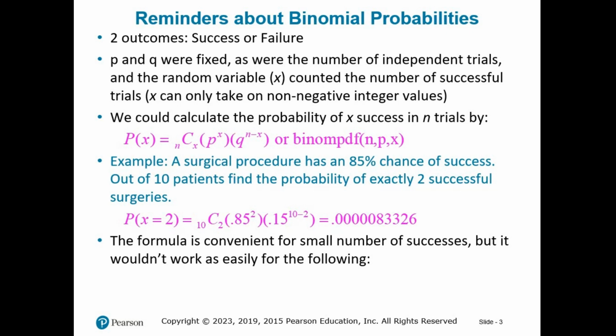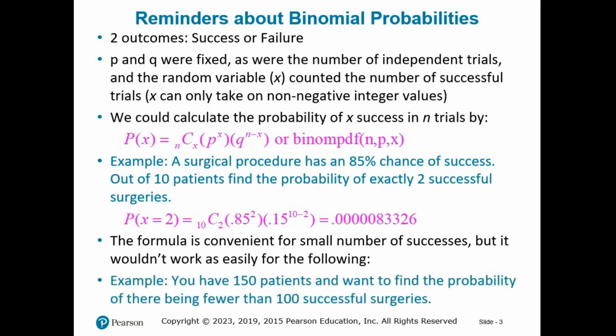But it wouldn't work for the following as easily. You have 150 patients, and you want to find the probability of there being fewer than 100 successful surgeries. The problem is we'd have to do this formula for all iterations of successes from 0 to 99 in order to account for everything fewer than 100, and that would be a daunting amount of work. So we have a different way of going about this.